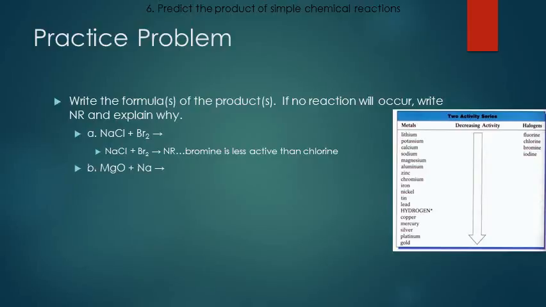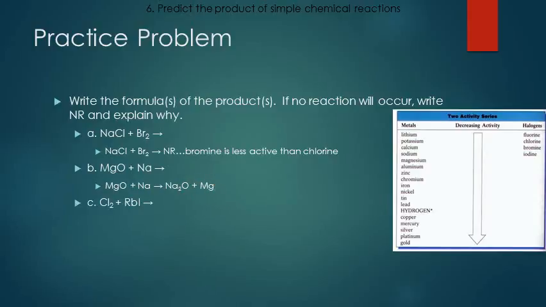Example number 2, magnesium oxide reacting with sodium. In this reaction, the sodium would replace the magnesium. The magnesium would get kicked out by itself. So consult our activity series here. Here's sodium. Magnesium is directly below it. So sodium is in fact more active than magnesium. So this reaction will occur. The sodium will replace the magnesium. So we get sodium oxide and we get magnesium.